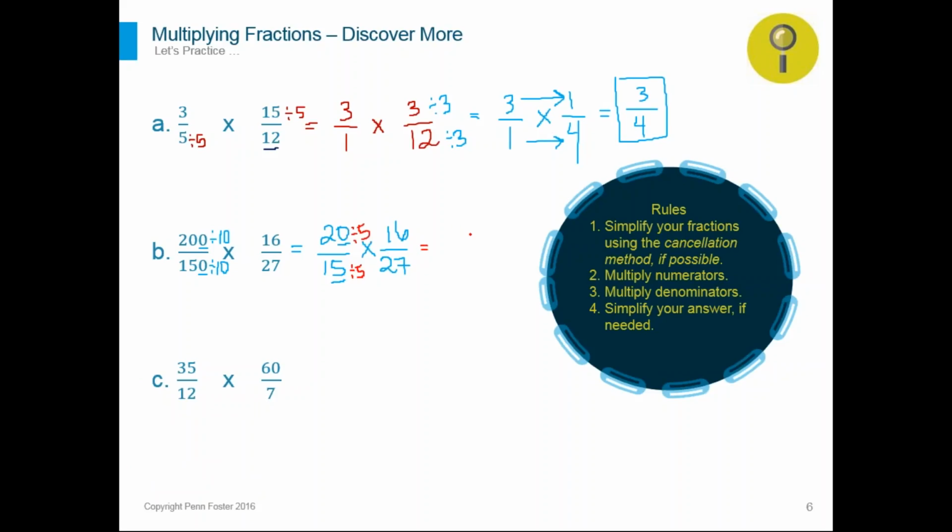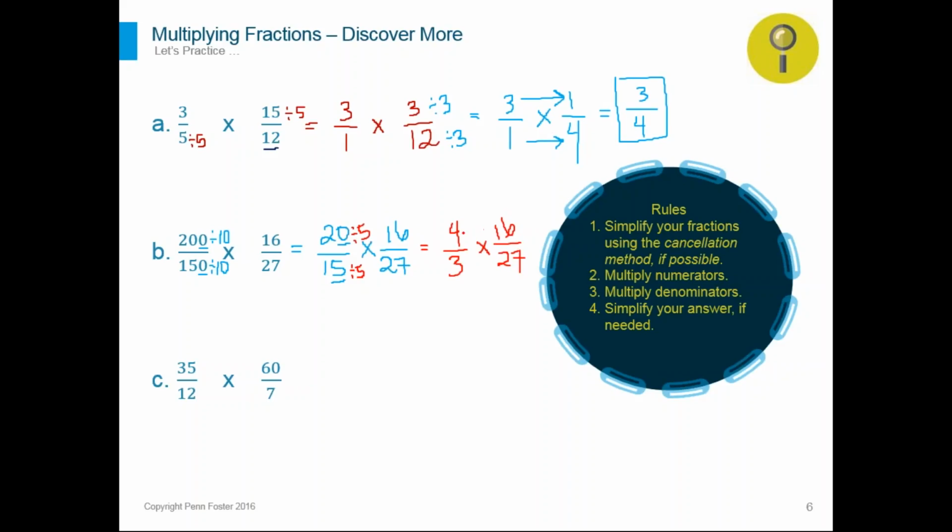So 20 over 5 will give you 4. 15 over 5 will give you 3. I still have my 16 over, I'm sorry, 27. Okay, let's check. 4 and 27, nothing common. 4 and 3, no. 16 and 3, no. 16 and 27, nothing. So at this point, even though the second fraction looks a little bit bigger in numbers, 16 and 27, there is nothing more to eliminate.